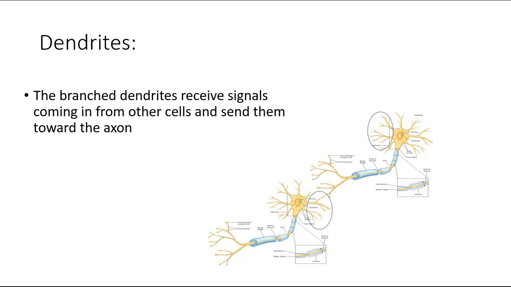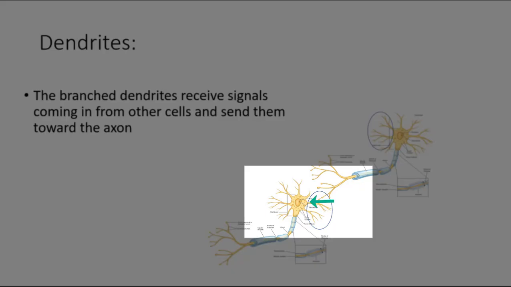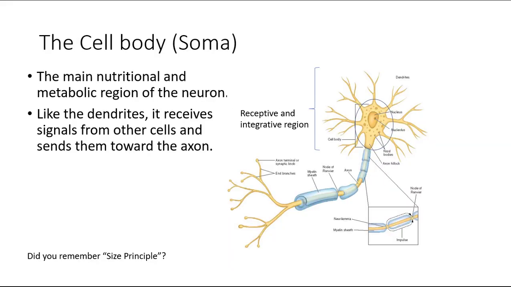Dendrites extend from the cell body and receive nerve impulses from other neurons. The branched dendrites receive signals coming in from other cells and send them toward the axon. The cell body, also called the soma, contains the nucleus and other cell organelles, the main nutritional and metabolic region of the neuron. Like the dendrites, it receives signals from other cells and sends them toward the axon.